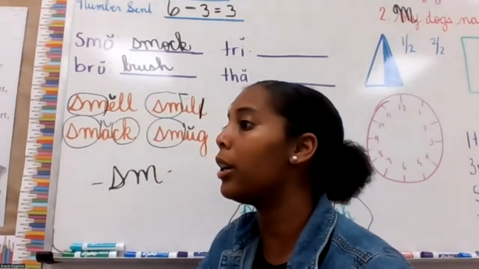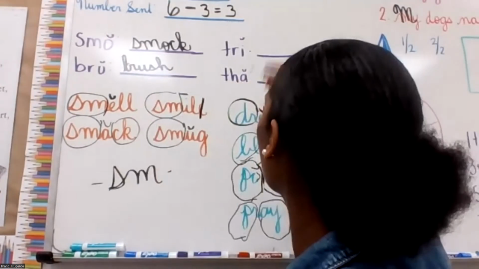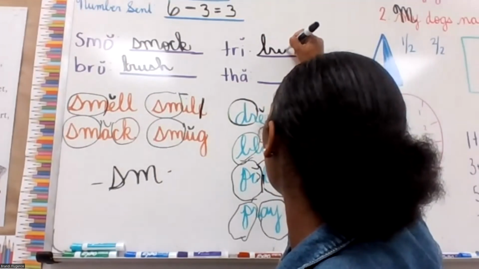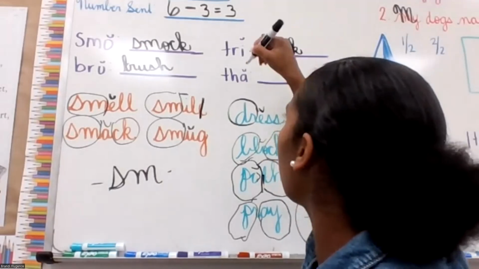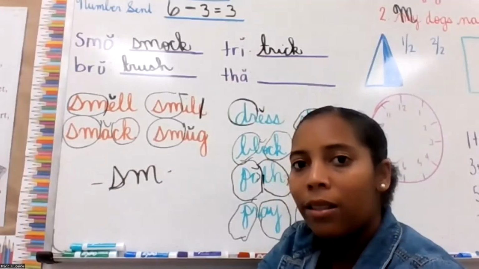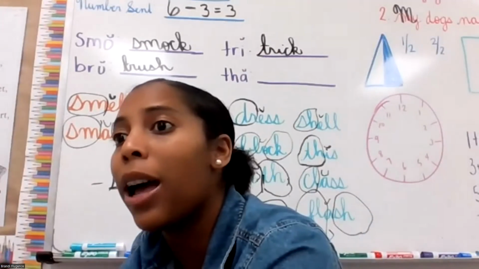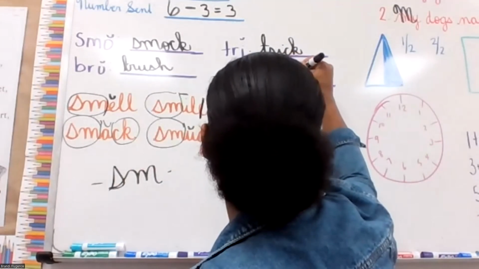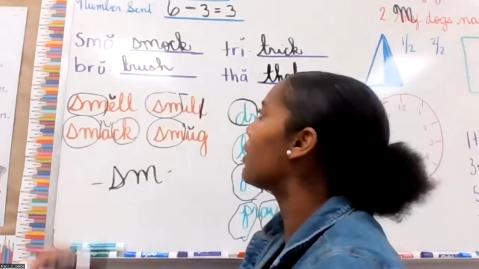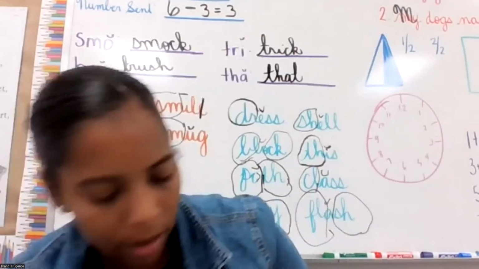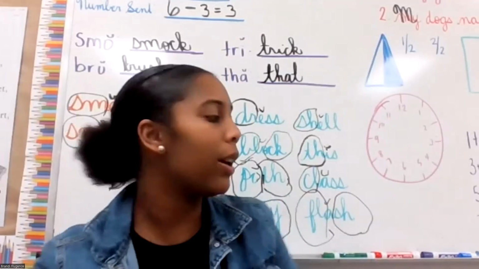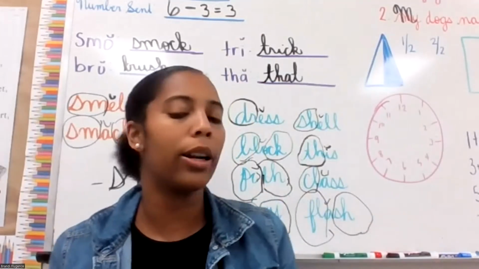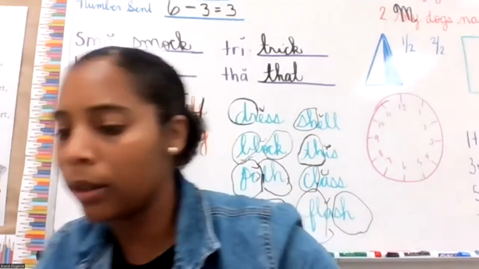Next, blend tr. Trick. Oh, what a tricky one. And then last one, th. What's the word I can create from th? That. Awesome. All right. So tomorrow we will have our phonics test 3. We'll have some blends on there, also some vowels we'll mark, and spelling, okay?